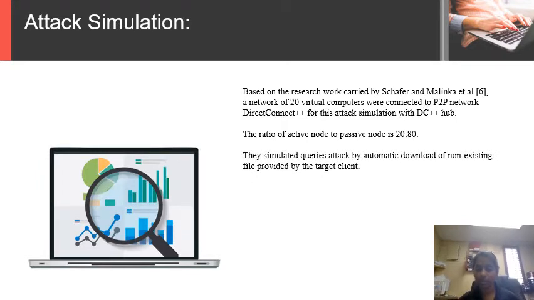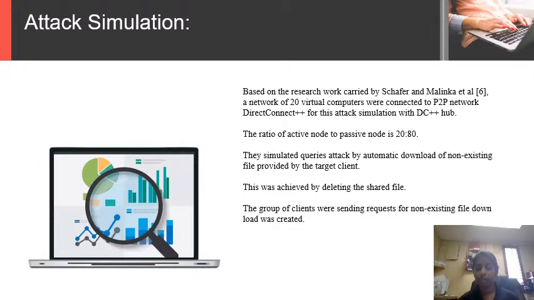They simulated the queries attack by making the peer automatically download a non-existing file provided by the target client. This was achieved by deleting the shared file. Here, they made a group of clients in the Direct Connect++ network send requests for the non-existing file to the targeted peer. The targeted peer responded to this query with a non-existing file error message.